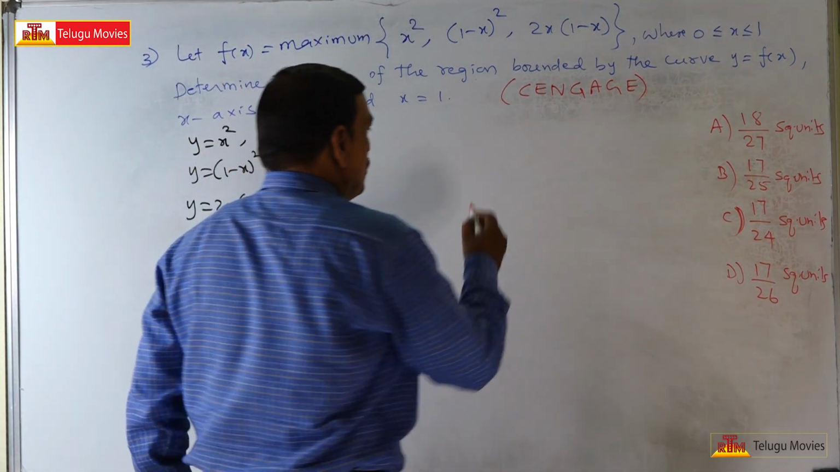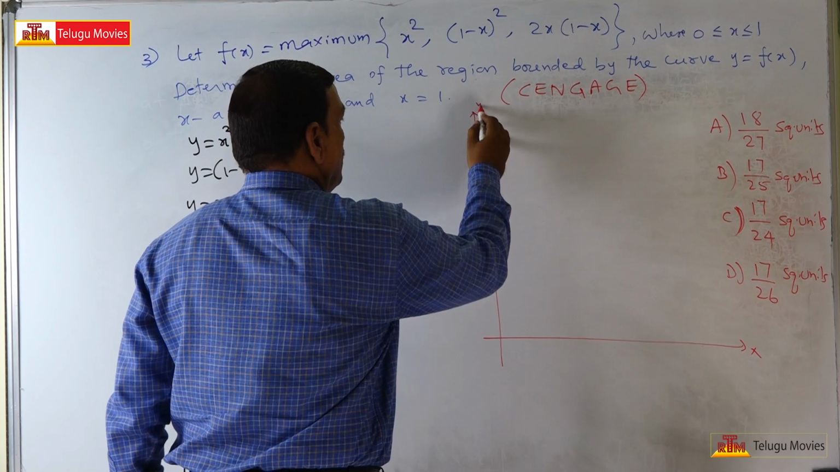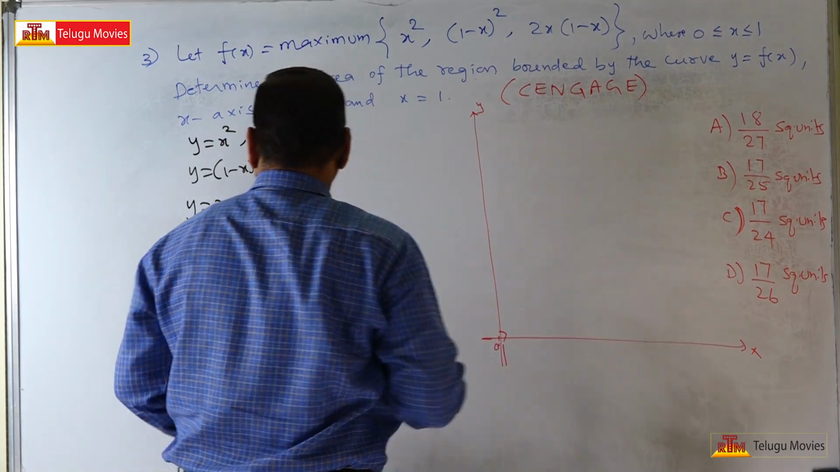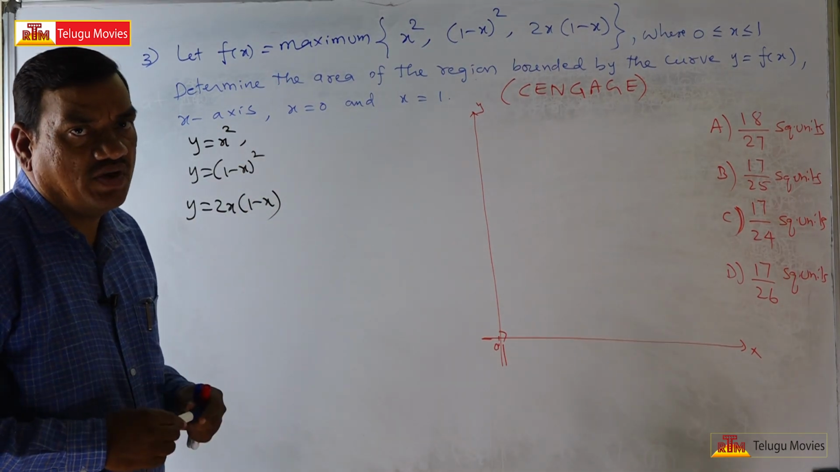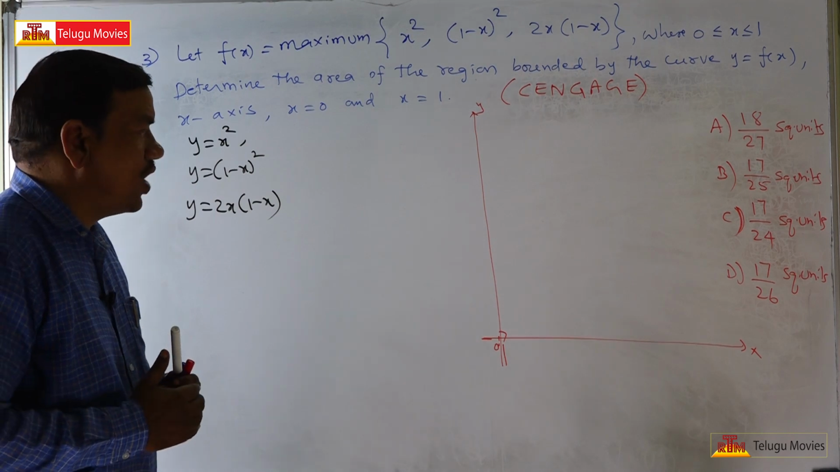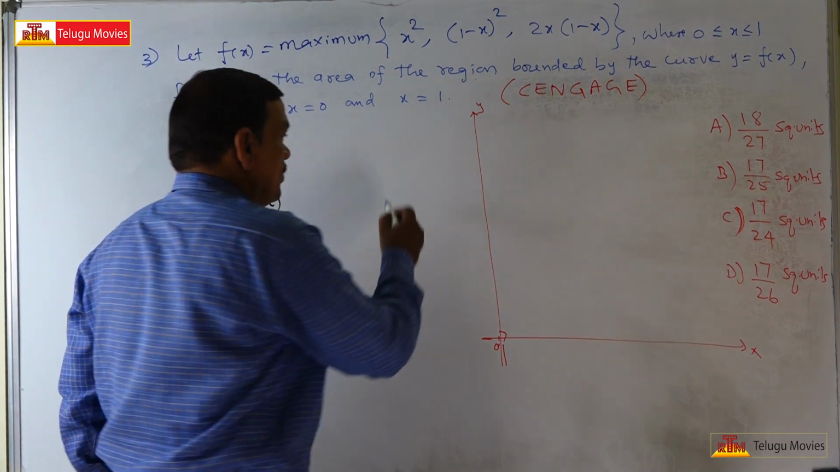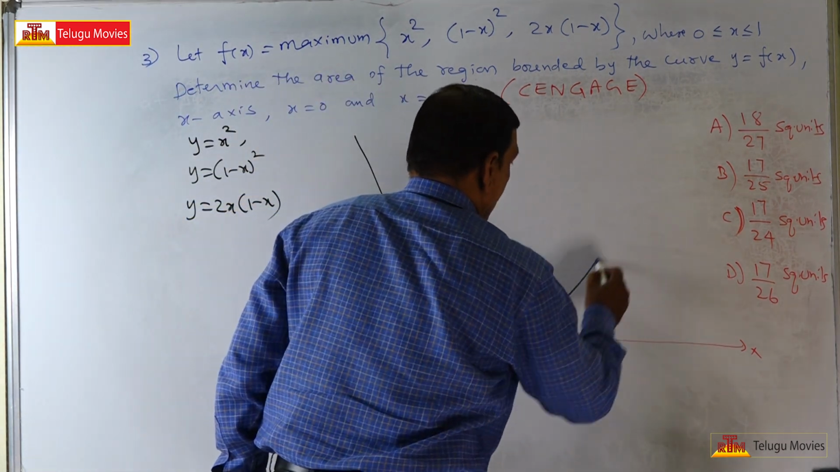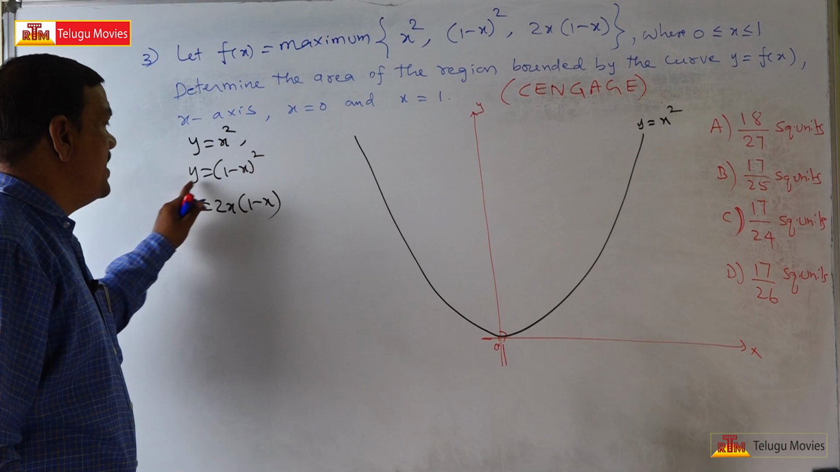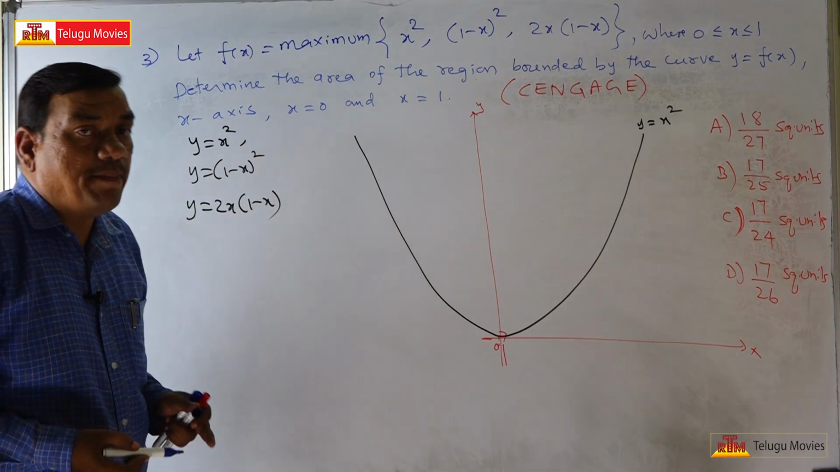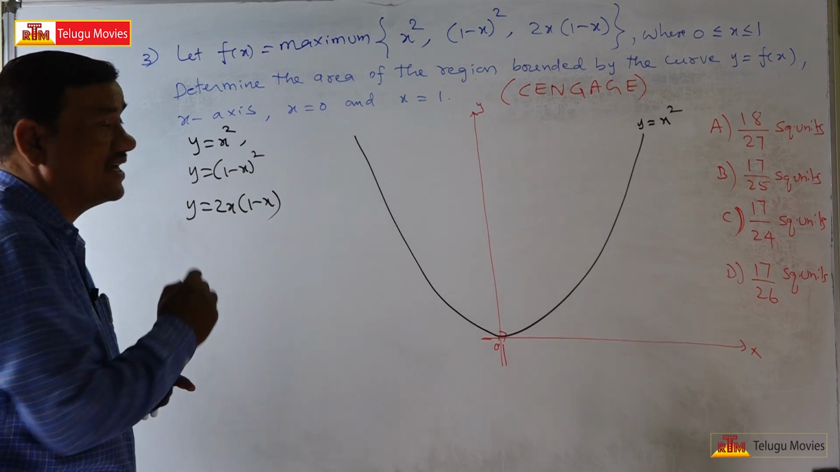So draw the three graphs, then you can understand which is the maximum, which area we have to take. Let us take this as the x-axis and y-axis and origin. First thing, y is equal to x square. Everybody knows y is equal to x square is a parabola passing through the origin, lying entirely in the first and second quadrants. Y is equal to (1 minus x) square is also a parabola, but it does not pass through the origin, and it lies in the first and second quadrants.